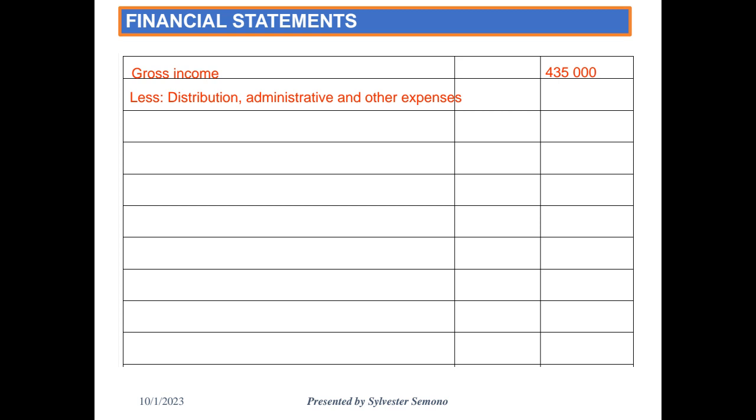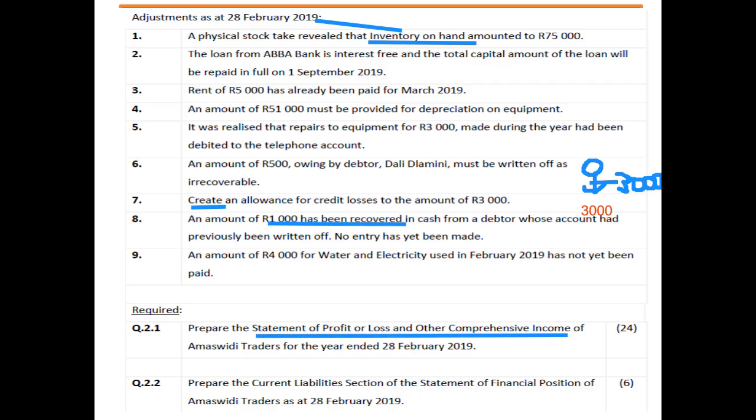Can you see now? But before you put that for 20,000, we need to check. Is there any adjustment that talks about salaries and wages? Let's go back to the adjustment. Remember, we must check before you record anything here. We must also check the adjustment, because sometimes you can find an adjustment that will affect our salaries and wages. So if you check from 1 to 9, do you see anything about salaries and wages?